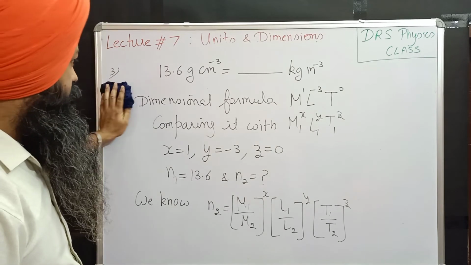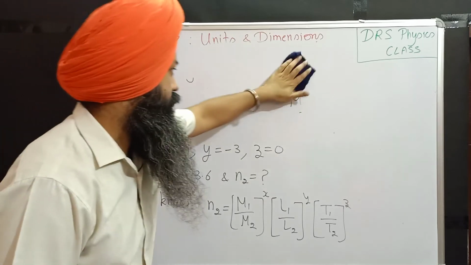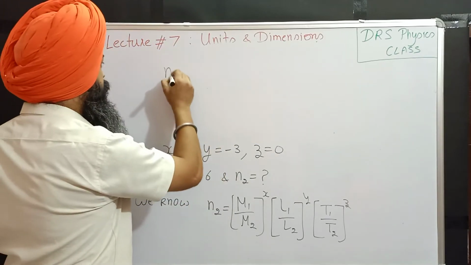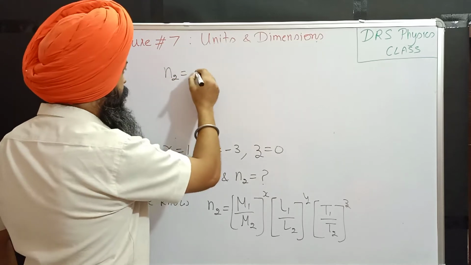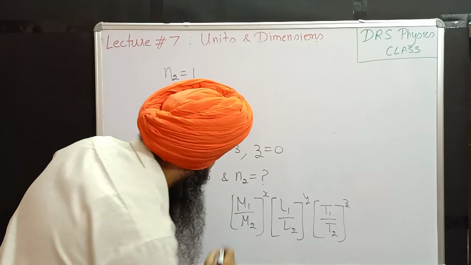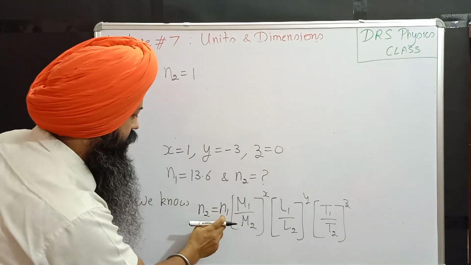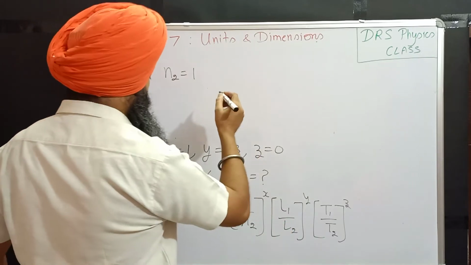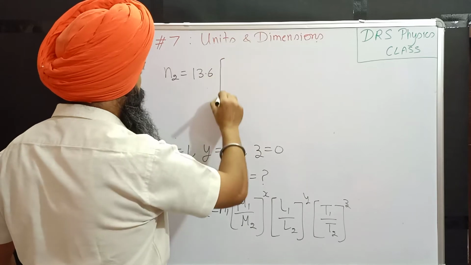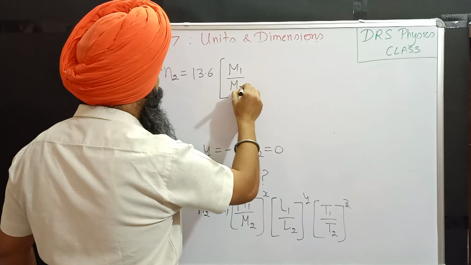So filling these values, N2 is equal to 13.6. Here we omitted the N1, so please write here N1. N2 is equal to N1 and this. What is N1? 13.6. M1 upon M2.